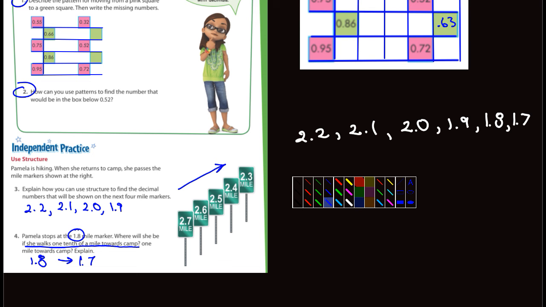Then it says 1 mile towards camp. So if she walked a mile closer, where would she be? Well, I'm going to assume the first whole number is 1. That's going to be 1 mile. So then she would be at 0.7. That's where she would be if she walked a whole mile further. Okay.